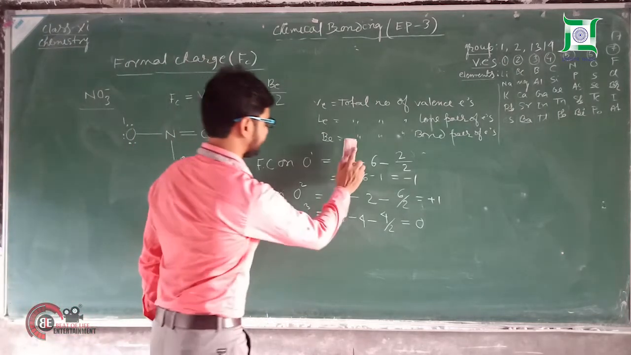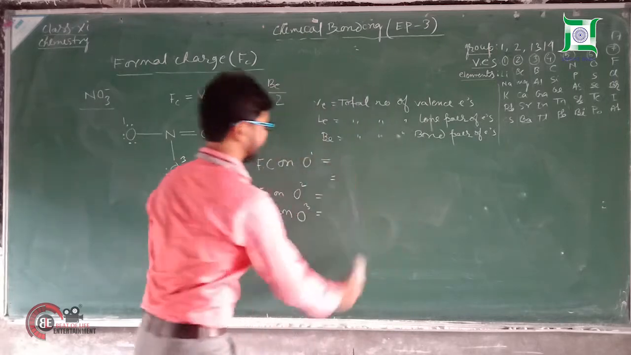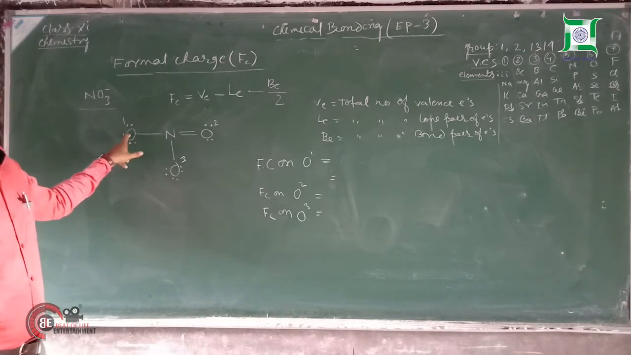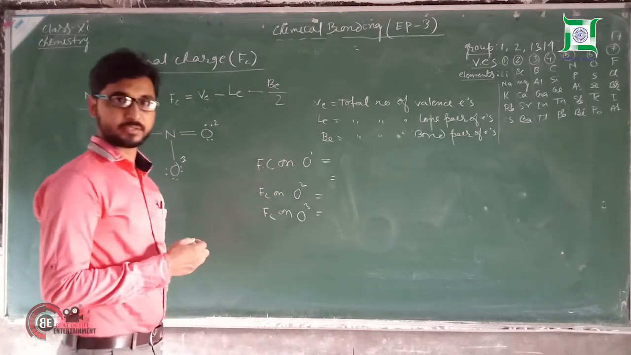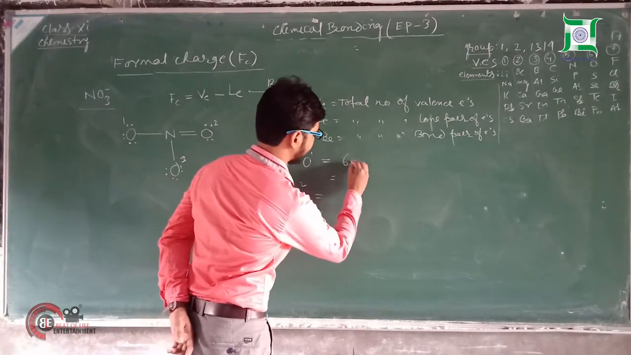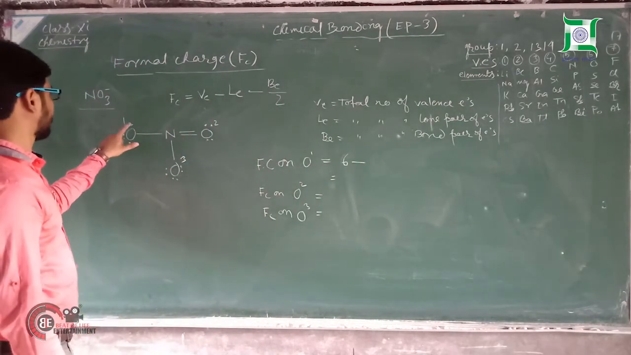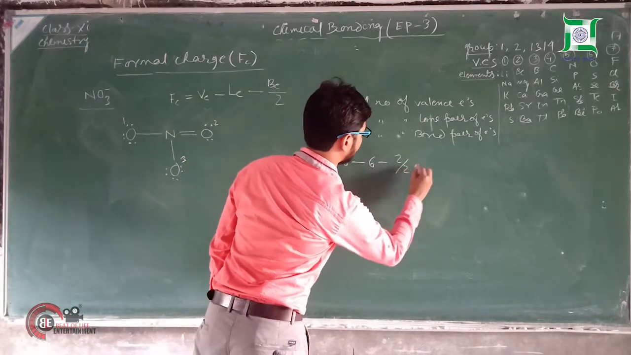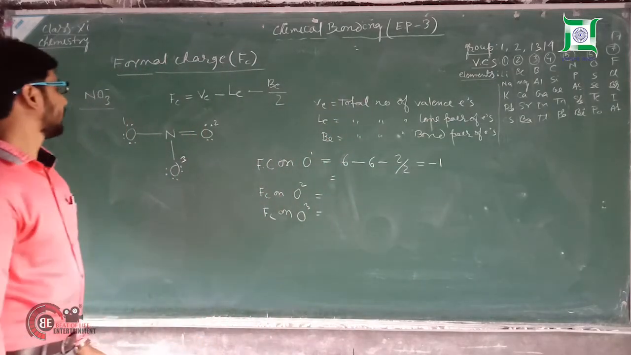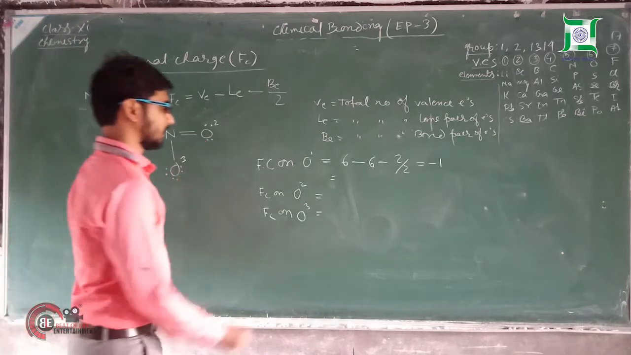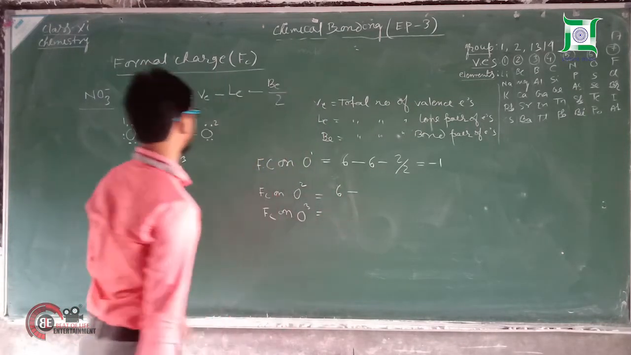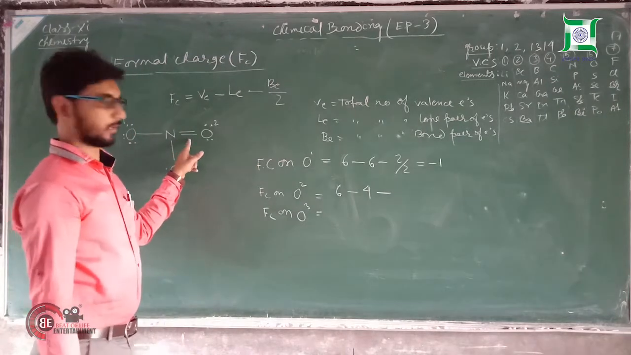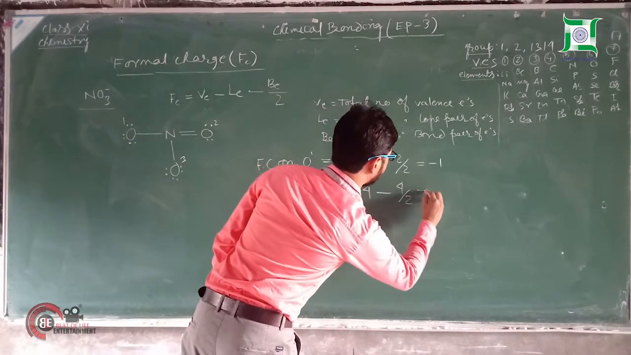Now we first calculate the formal charge on the first oxygen atom. Similarly to the previous example, the total number of valence electrons equals 6, minus the total number of lone pair electrons, 6, minus the bond pair electrons divided by 2, which gives you minus 1. Similarly, on oxygen 2, oxygen has 6 valence electrons minus the total number of lone pair electrons, here 4, minus the total bond pair electrons, also here 4. So 4 by 2 gives you 0.